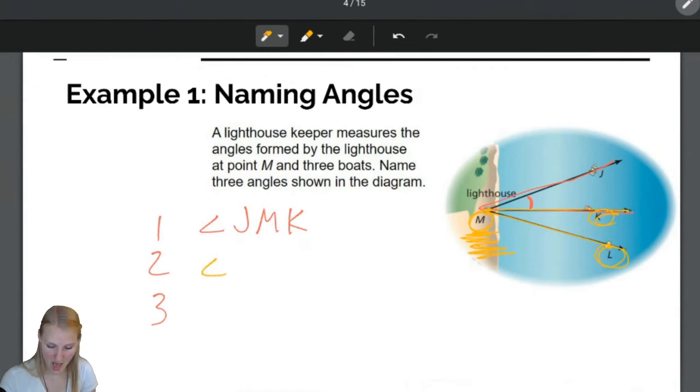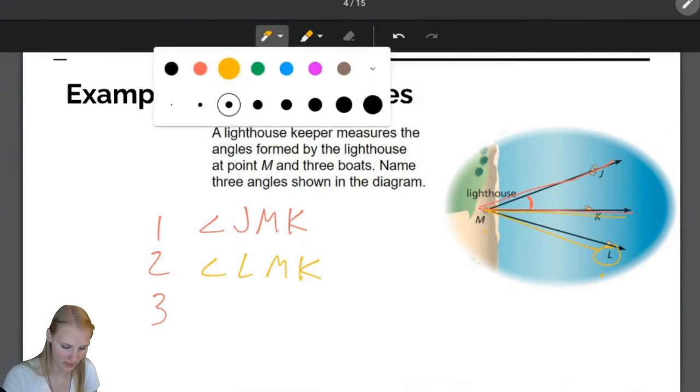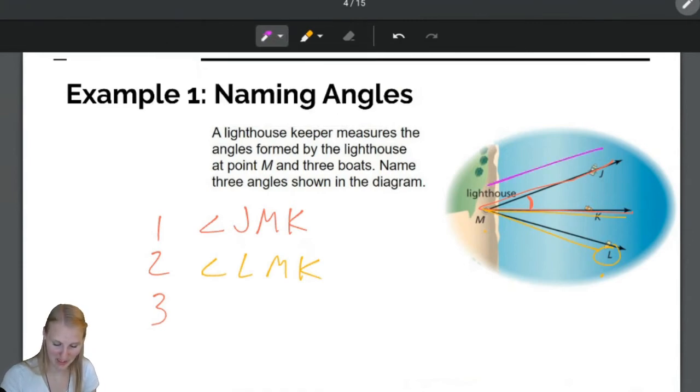So, angle LMK. We started at L, we went back to M, and then we went out to K. Angle LMK. Alright. And lastly, which color is going to show up best on this blue background? Yeah, let's do purple. Lastly, I want this big angle here. I want angle JML.